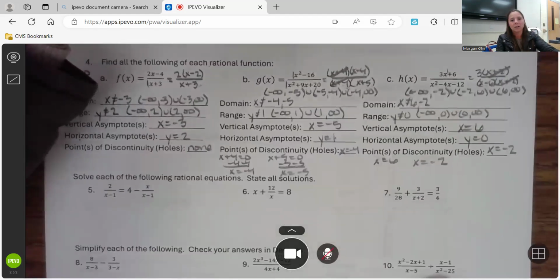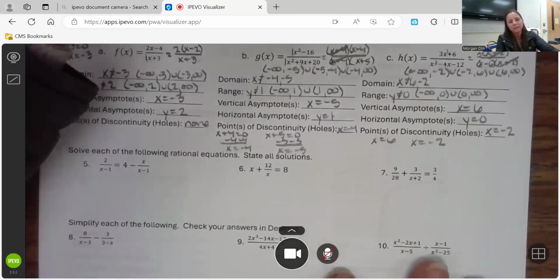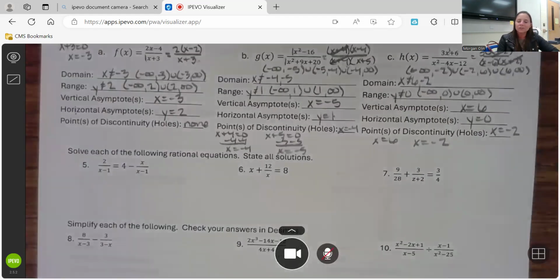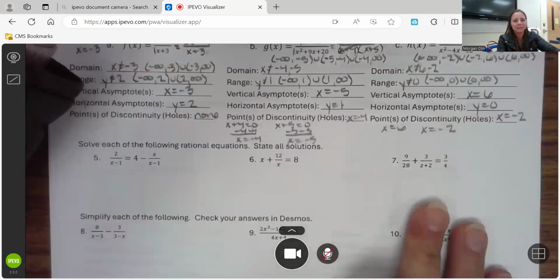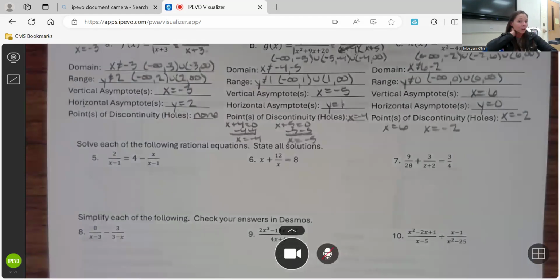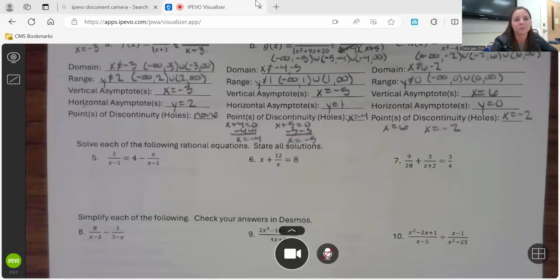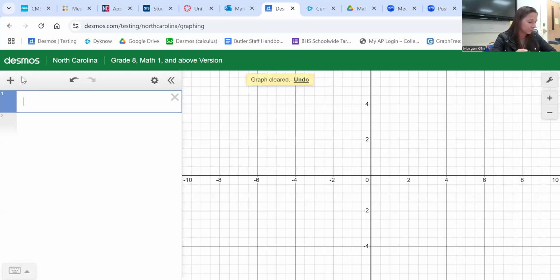All right. Now, to solve rational equations, honestly, just go to your calculator and see them and state the solutions. So I'm going to put these into Desmos right quick. Again, the biggest thing that you need to do is practice putting it into Desmos yourself and know how to put them in there.